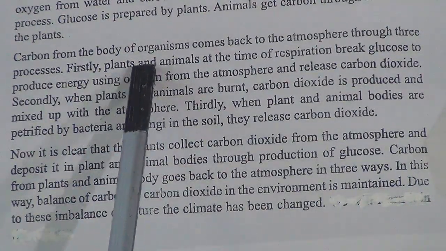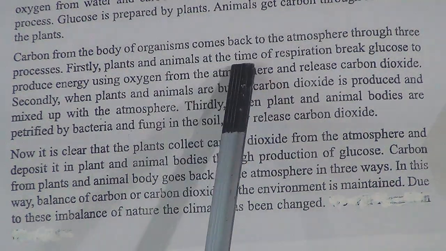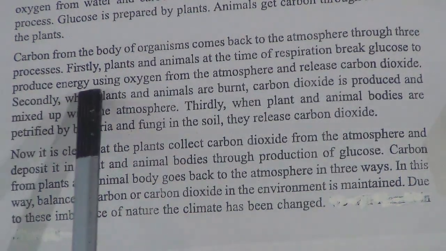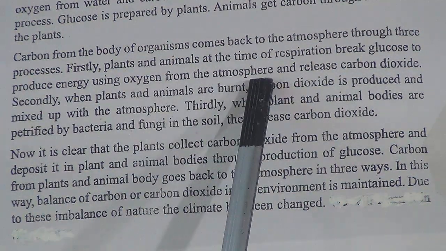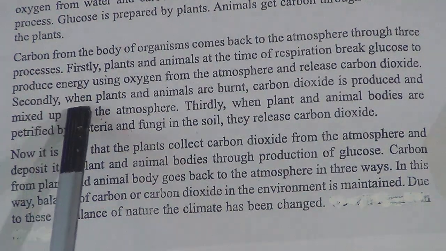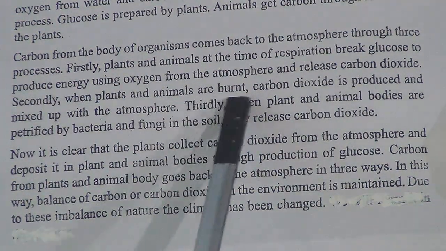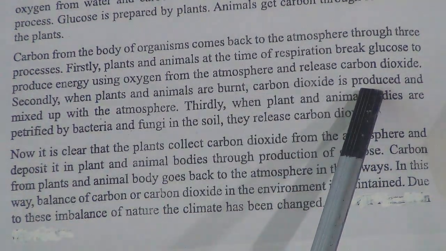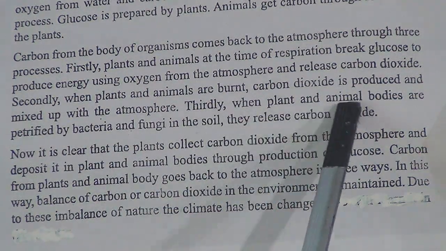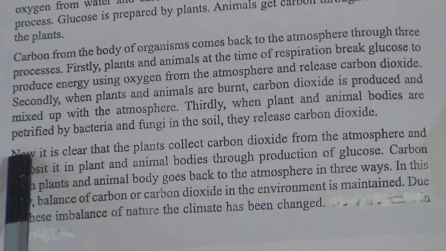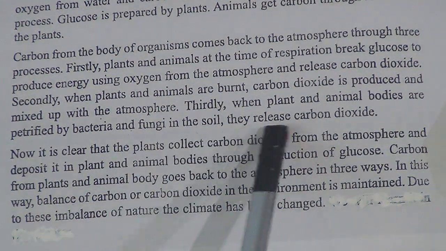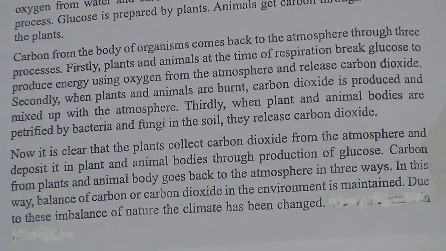Firstly, plants and animals at the time of respiration break glucose to produce energy using oxygen from the atmosphere and release carbon dioxide. Secondly, when plants and animals are burned, carbon dioxide is produced and mixed with the atmosphere. Thirdly, when plant and animal bodies are decomposed by bacteria and fungi in the soil, they release carbon dioxide.